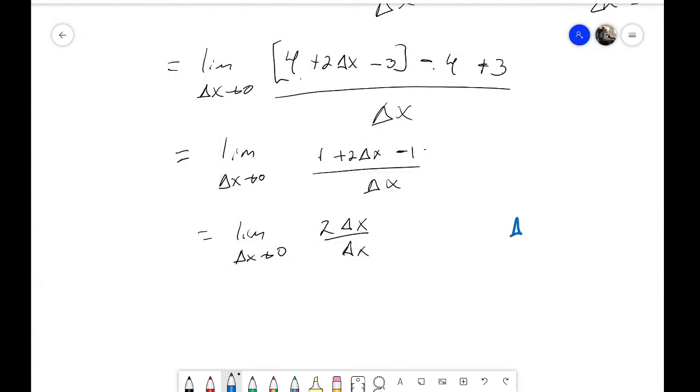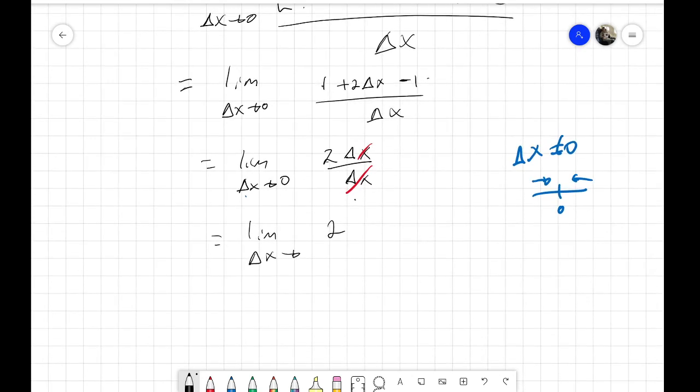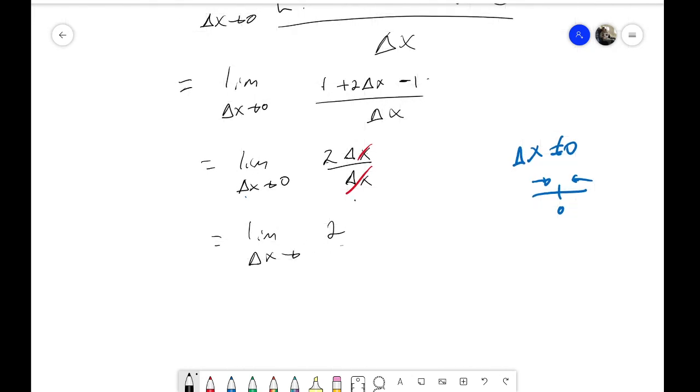Notice that delta x is not 0 because we are approaching it, we're going towards 0. So if we're on the number line, 0 is here. We're going from the right and we're going from the left. So delta x is not 0. And because delta x is not 0, we actually get to cancel it out. Now if we take the limit as delta x goes to 0 of, instead of 2 delta x over delta x, simply 2. But remember, the limit of a constant is just a constant. So limit as delta x goes to 0 of 2 is just 2.